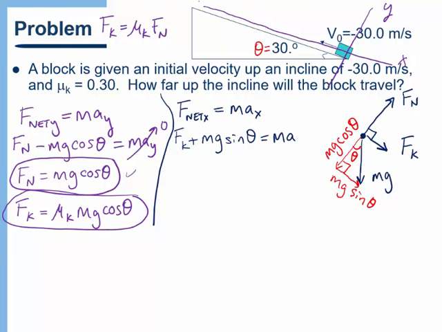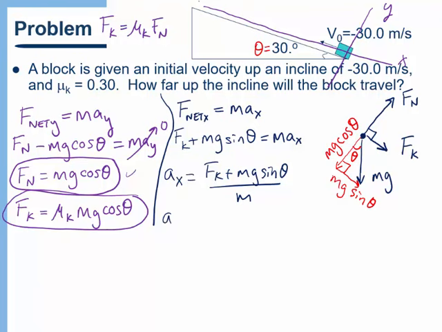equals m a_x. Now if you think about that, that makes sense because the object is moving in the negative direction. Both friction and gravity are trying to slow that object down. So if it's moving up the incline and slowing down, that means the acceleration ultimately should be positive. Therefore, I can now solve for the acceleration. a_x is just Fk plus mg sine theta divided by m.